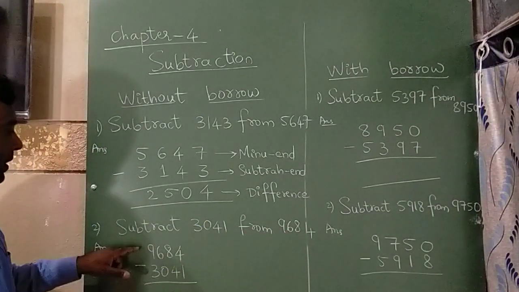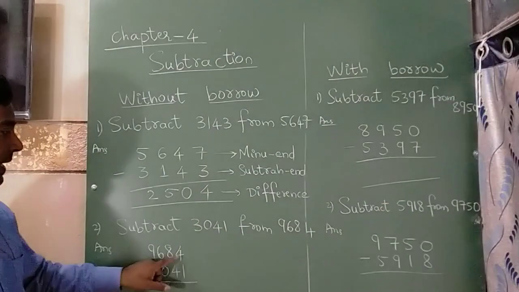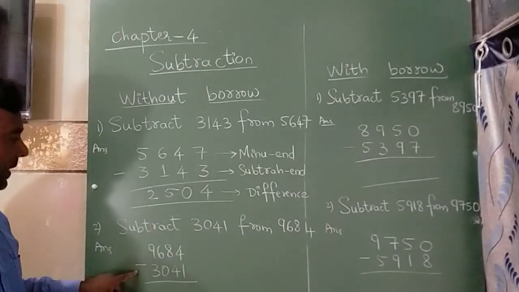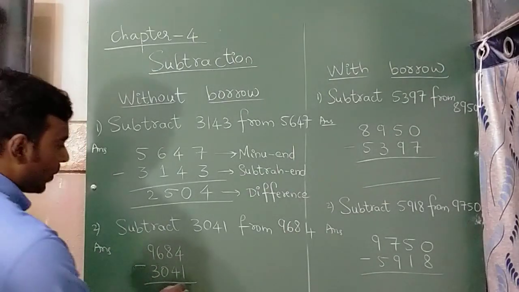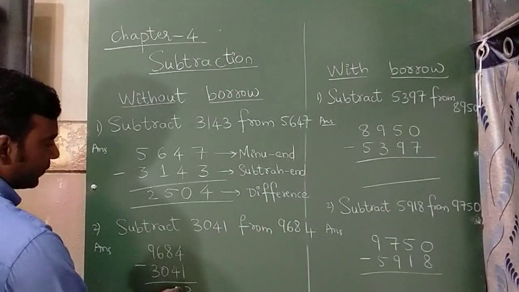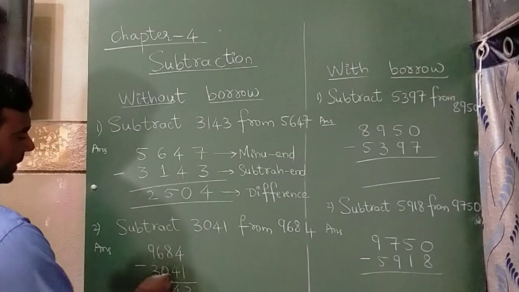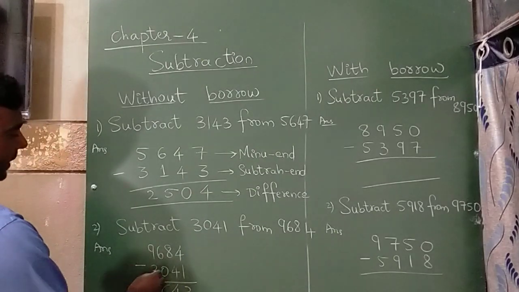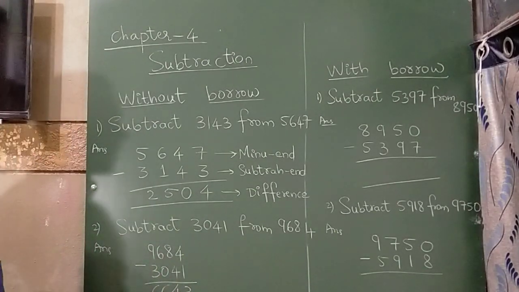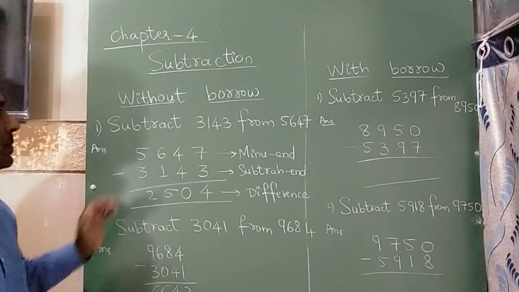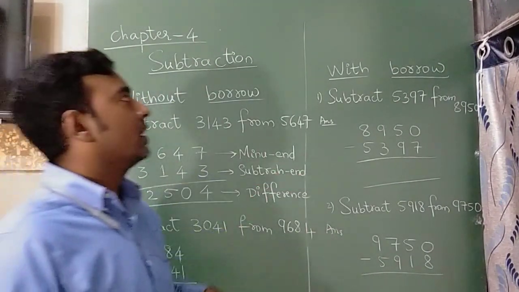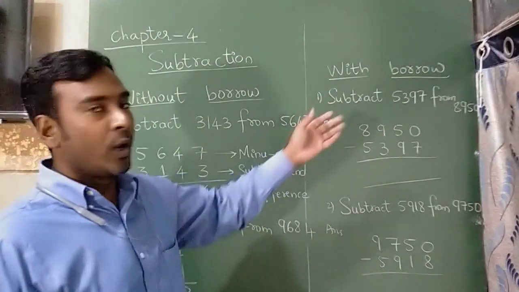9684. Fine. So 9684 I have written here, minus 3041. Fine. So 4 minus 1 is 3, 8 minus 4 is 4, 6 minus 0 is 6, 9 minus 3 is 6. Fine. Now this was about the without borrow, easy subtraction. Okay, now let's solve the with borrow sums.